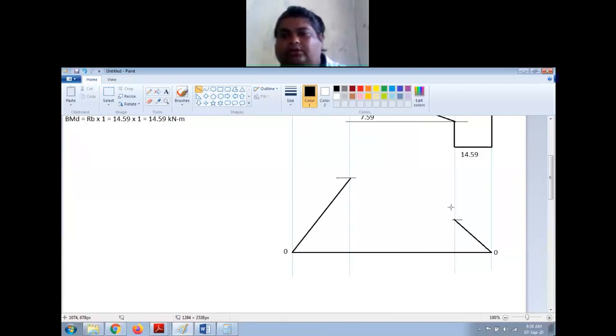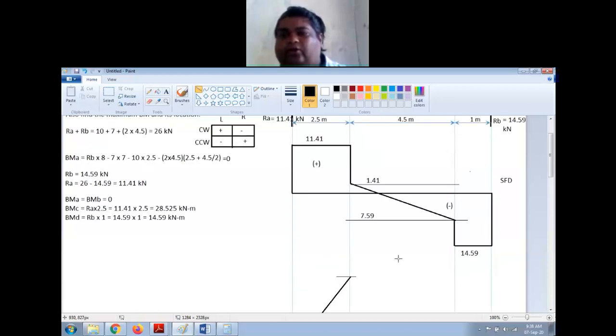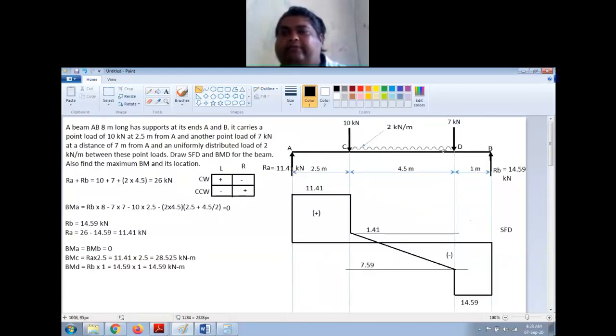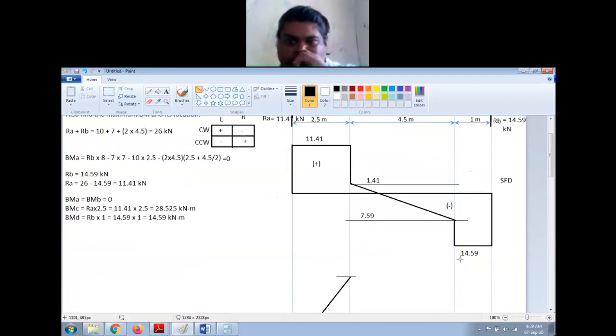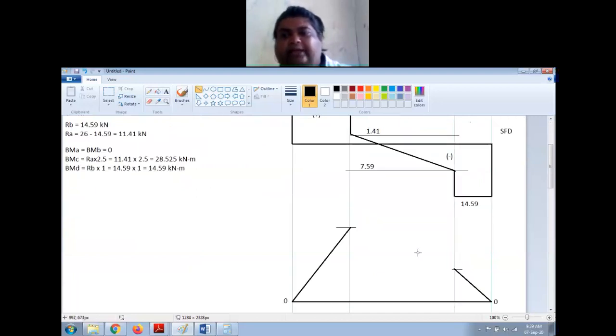Now what about this? Should I join by a straight line here? No, because I have a UDL in this section, right? So a uniformly distributed load will have the BMD which is in the shape of a parabola. It's a parabolic curve, right? Now, to draw the parabola, I need to first know where is the maximum bending moment so that I can shape the parabola properly. Correct.